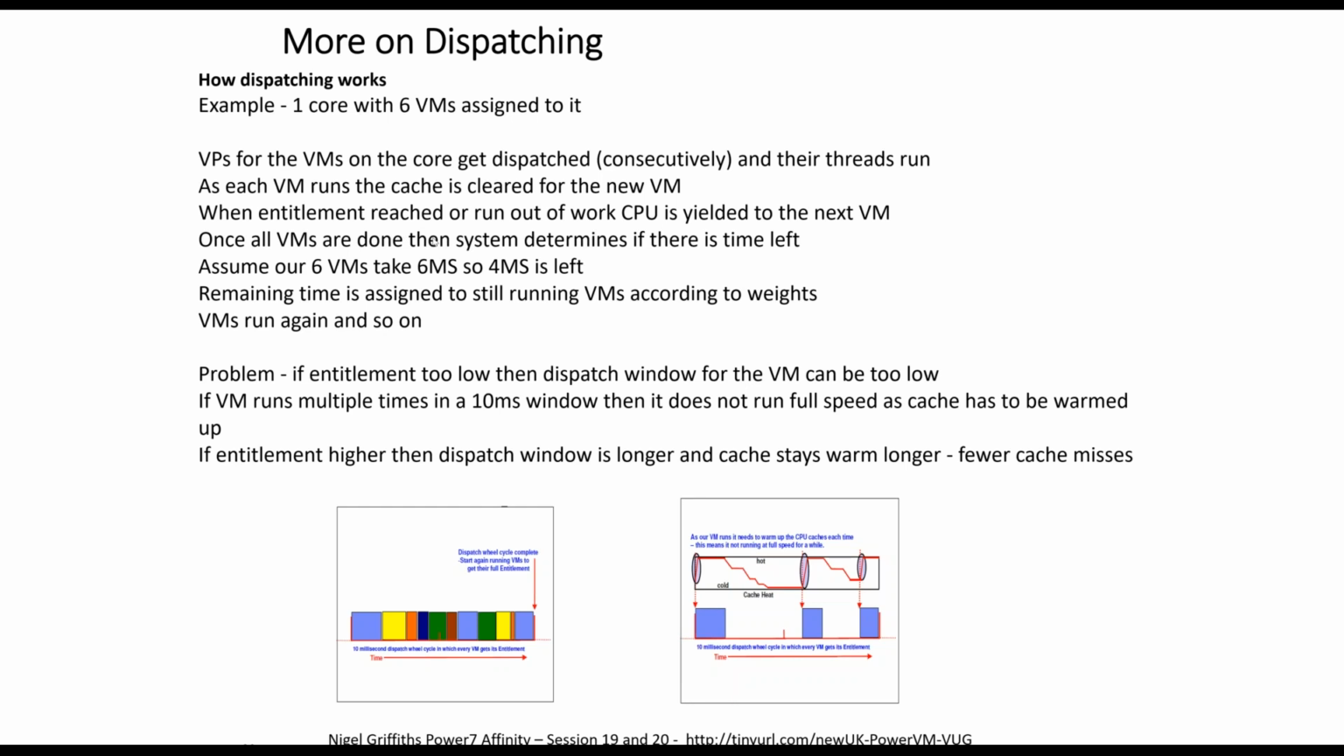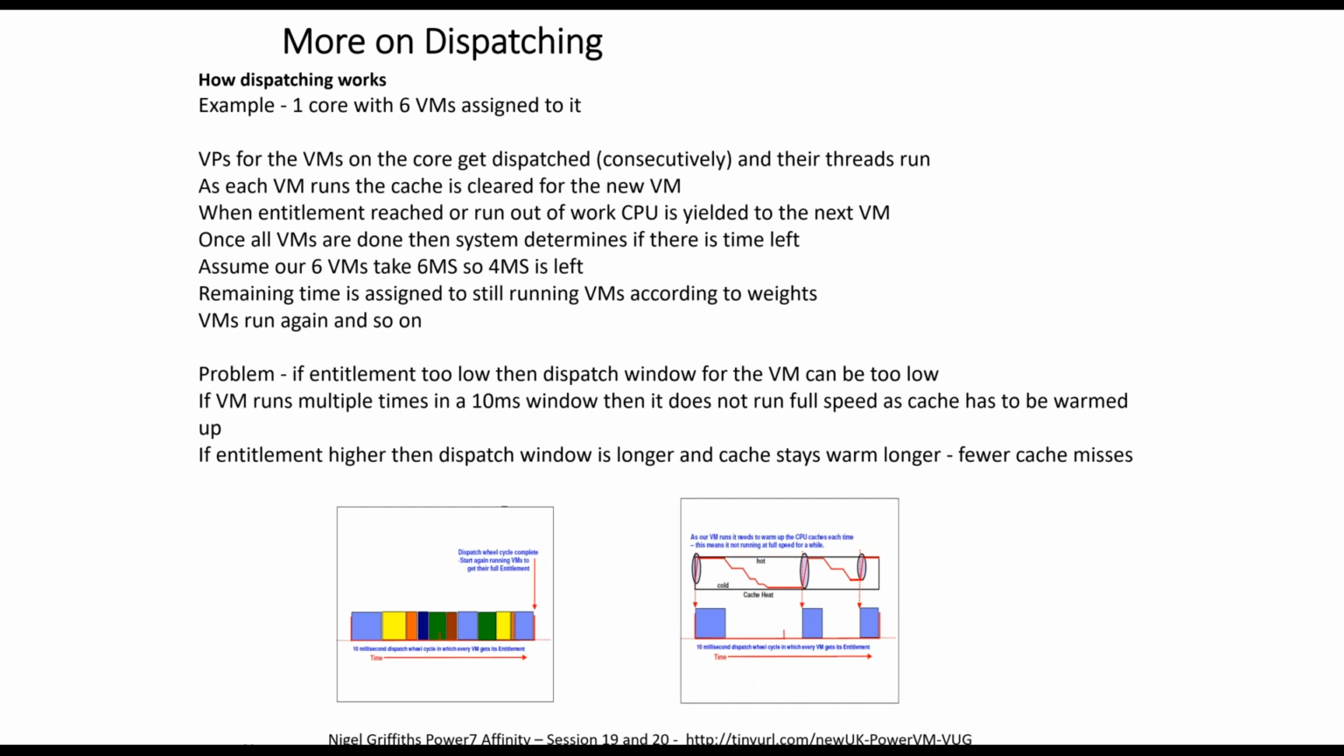All right. What I see a lot of people doing is they assign things to these tiny cores without understanding what it does to the dispatch window. So as an example, the dispatch window for a core is 10 milliseconds, unless you've changed it, which hopefully you haven't. So if I give an LPAR a 0.6 of a core as an entitlement, what that means is that it's entitled to a 6 millisecond window. So when I dispatch it, that's what it's going to get.